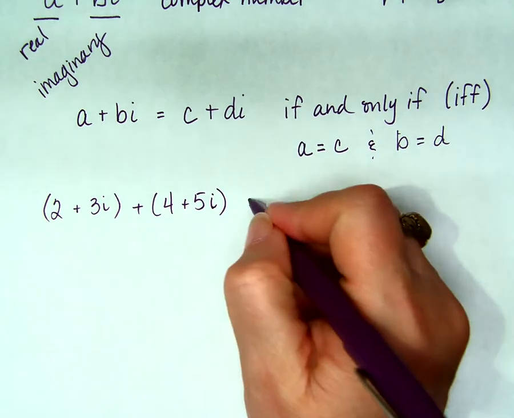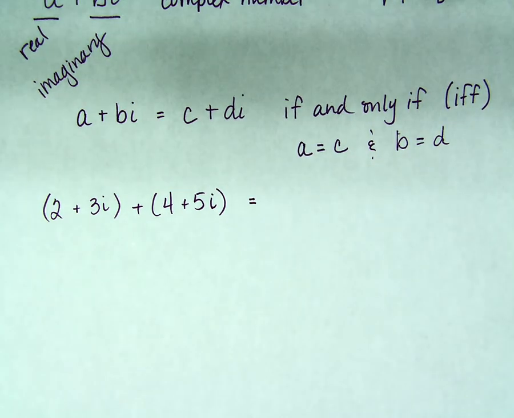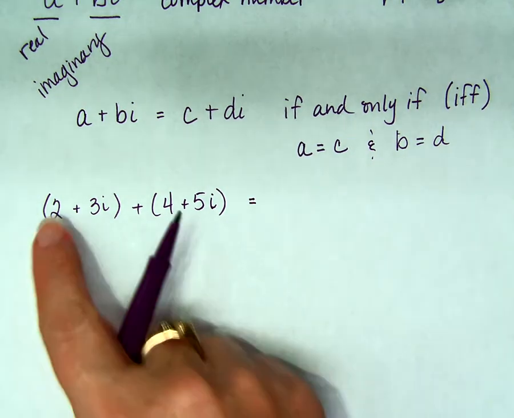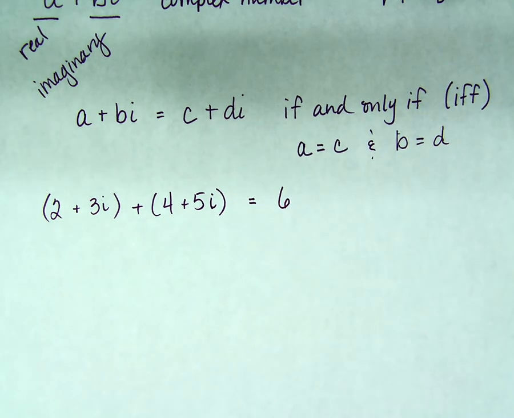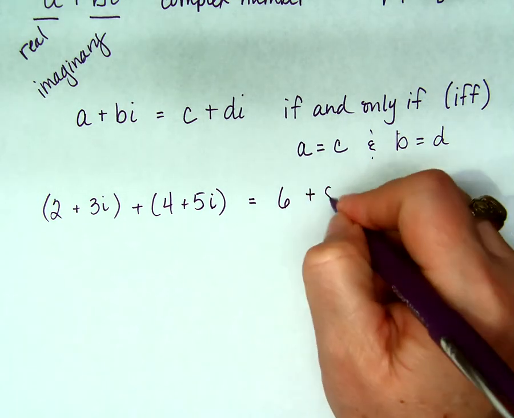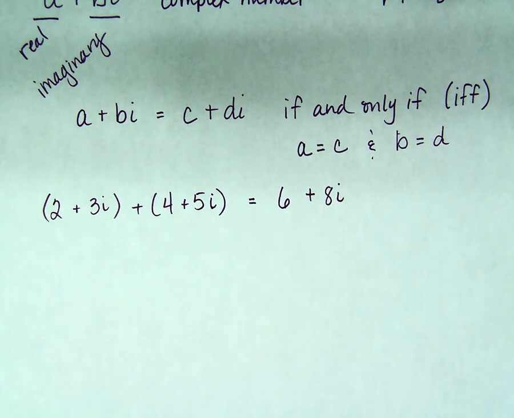Well, when we're adding complex numbers, what parts do we add? The real parts, so 2 plus 4. And then we add the imaginary parts, right? 3i and 5i. 8i. Done.